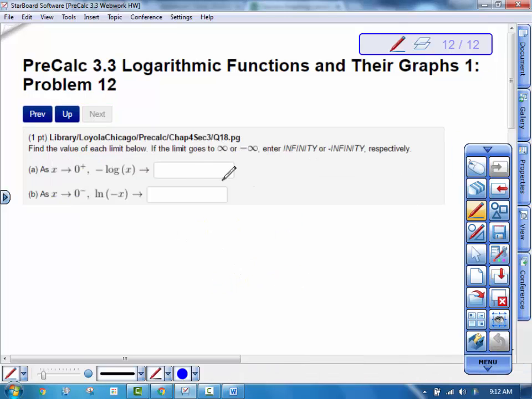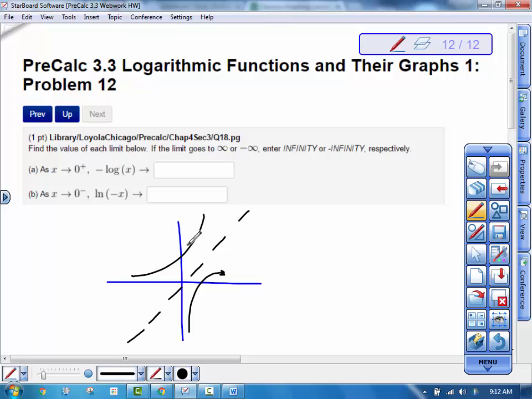Okay, the next problem wants us to say, as x goes to 0 from the right, what happens to this function? Well, we can graph these. You can use decimals if you want, but we know that the regular log function looks like this, right? It's the inverse of the exponential function, so it's a reflection over the line y equals x. But with this one, we have to change the sign on the y value, which reflects it over the x-axis. So this function would look like this.